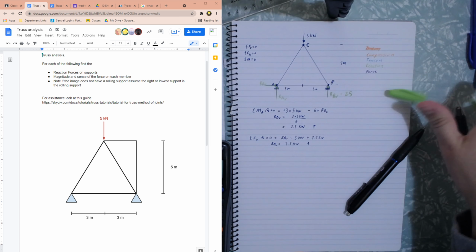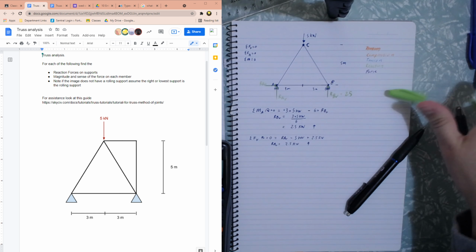And in our notes over here, we said if we do not have a rolling support, we'll assume that the rightmost or the lowest support is a rolling support. So that's why I've defined this one over here as our rolling support. We have a force of 5 kilonewtons going down from the top.